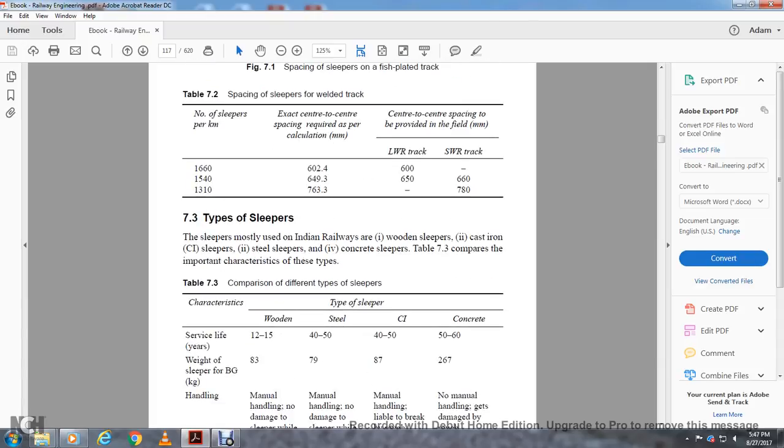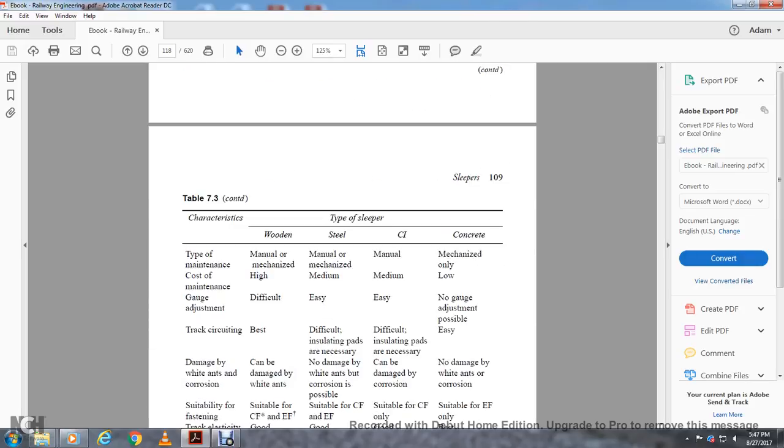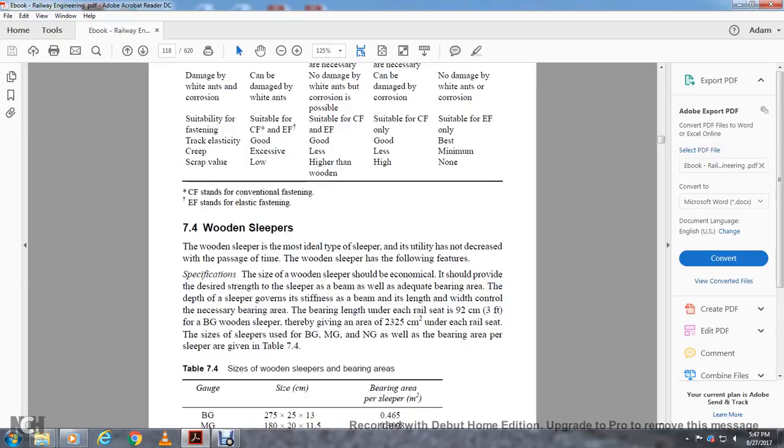The sleepers mostly used on the Indian Railways are wooden sleepers, cast iron sleepers, steel sleepers, and concrete sleepers. Table 7.3 compares the important characteristics of these, such as service life and the weight of the sleeper for broad gauge. As per Table 7.4, the wooden sleeper is the most ideal type of sleeper.